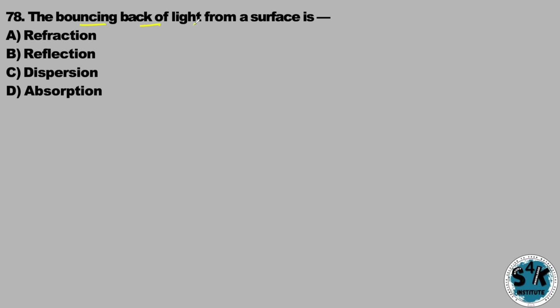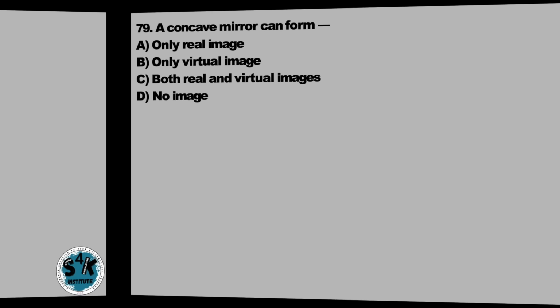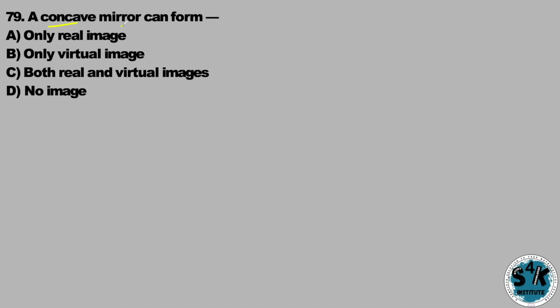The bouncing back of light from surfaces. Bouncing back of light on a surface is called reflection. Okay. The concave mirror can form both real and virtual images.